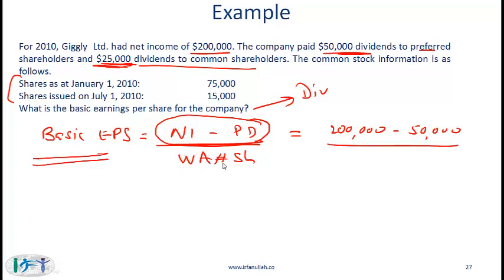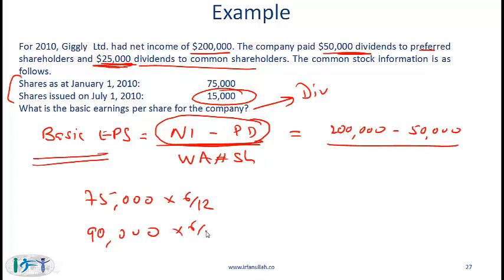We need to also compute the weighted average number of shares outstanding. We had 75,000 at the start of the year, and this was the number of shares that we had for 6 months. So we multiply this by 6 over 12, and then for the second half of the year we had 15,000 new shares, which means that we then had a total of 90,000. 75,000 plus the new 15,000 gives us 90,000. This was the number of shares outstanding for the second half of the year. So we multiply this also by 6 over 12.